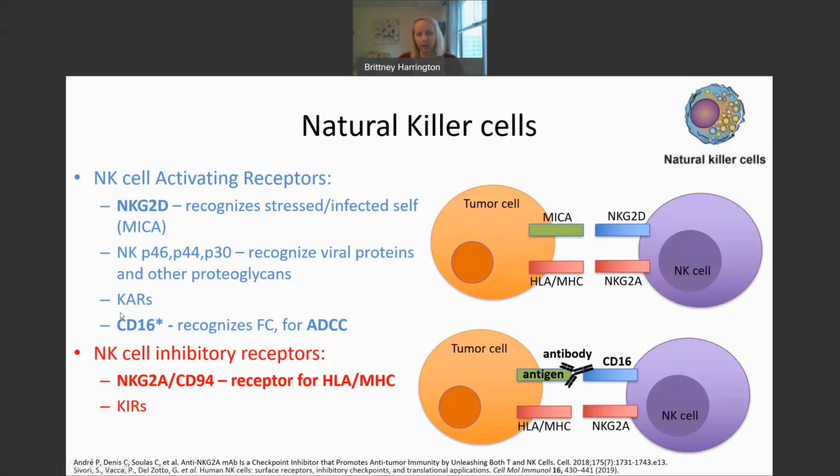So as I alluded to, CD16 works slightly differently. CD16 is a receptor for antibodies. So an antibody might be specific against a tumor antigen, and the antibody will bind by its variable chain, but the CD16 receptor binds and recognizes this Fc portion of the antibody, and this is an activating response.